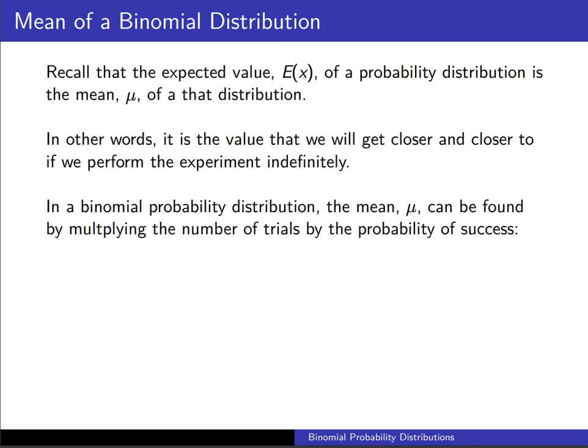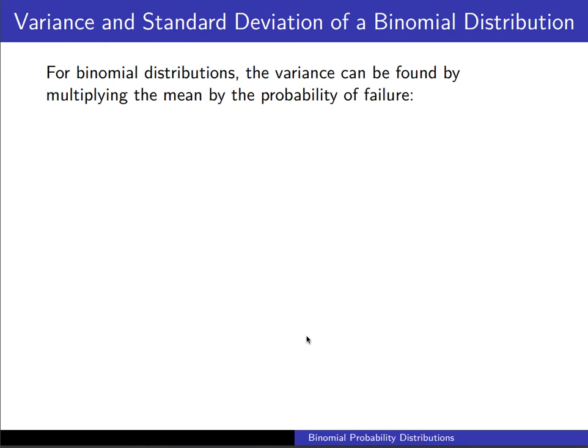So in a binomial probability distribution, the mean, mu, can be found by multiplying the number of trials by the probability of success. In other words, just take n times p and you'll have your mean or your expected value for a binomial distribution. It's fairly easy, and in fact, it looks a lot friendlier than the mean of a general distribution like we looked at in the last section.